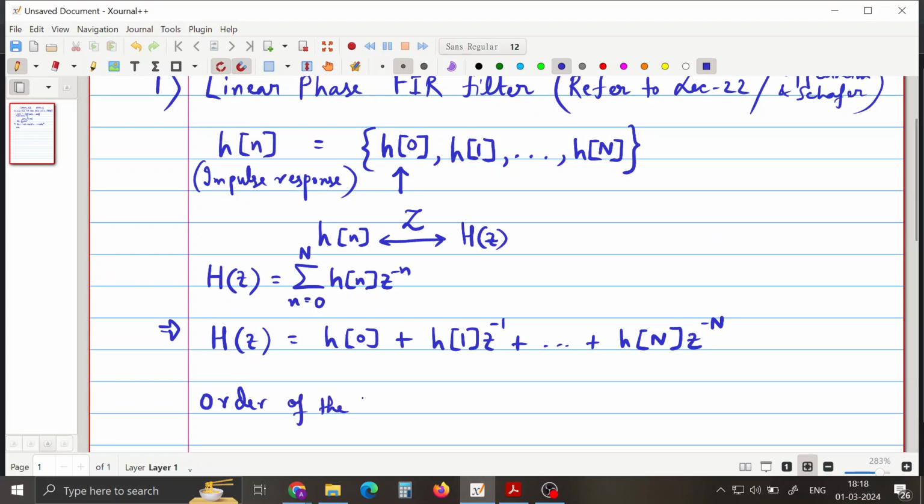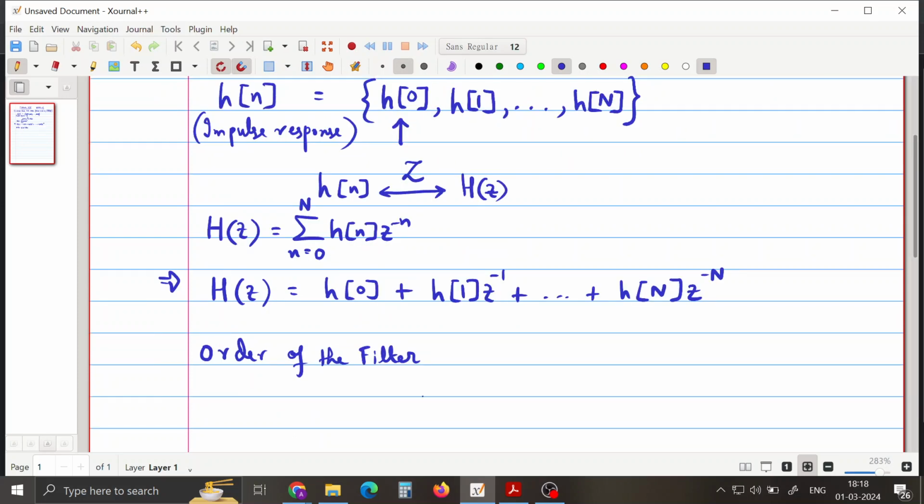Here we call that the order of the filter. Whenever we design the filter, this order is a very important thing. We can't just randomly choose any order; the order has to meet certain criteria, right? The order of the filter is this capital N parameter. The last term has z to the power minus n, so that n is your order of the filter.